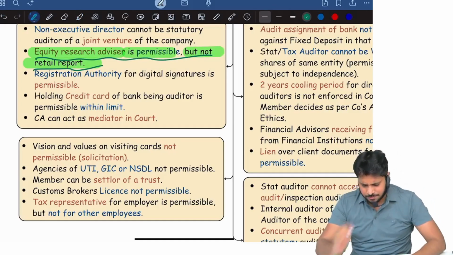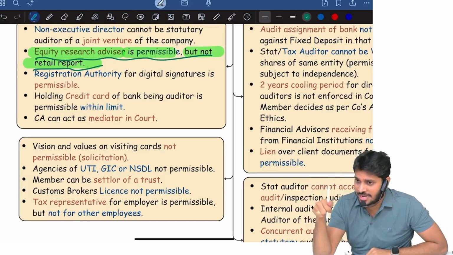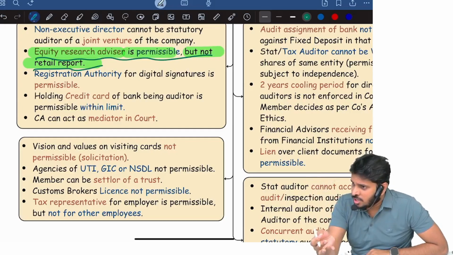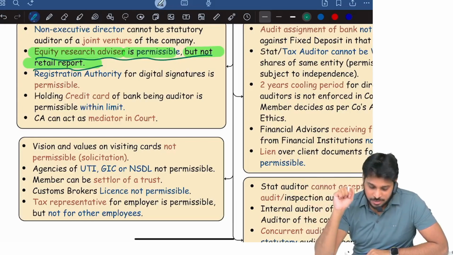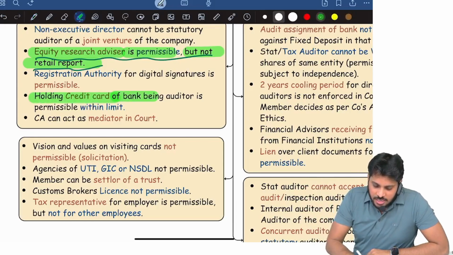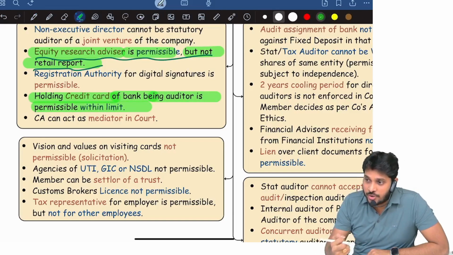One question bank practical question is there. A CA is advising his friends, family members, clients on how to invest, where to invest, all that, for which he is charging some fees. Equity research advisor is permitted. No problem at all. Yes or no? But you cannot publish retail reports like Dalal Street Journal. You can have a credit card of a bank where you are the auditor, provided the credit utilization is within the limit.